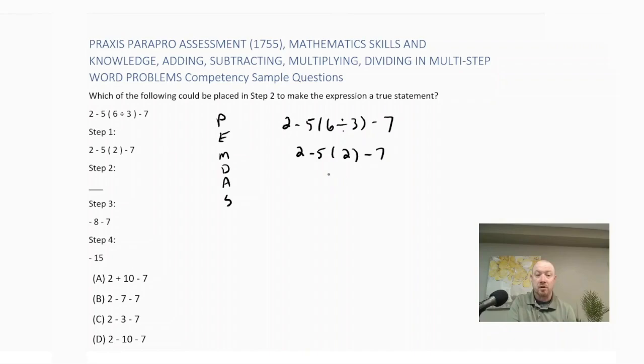All right, step 2. What we want to do is follow PEMDAS again, and we still have our parentheses. So the correct step 2 would be to multiply the 5 by the 2. So we would get 2 minus 10 minus 7. So step 2 would be choice D.